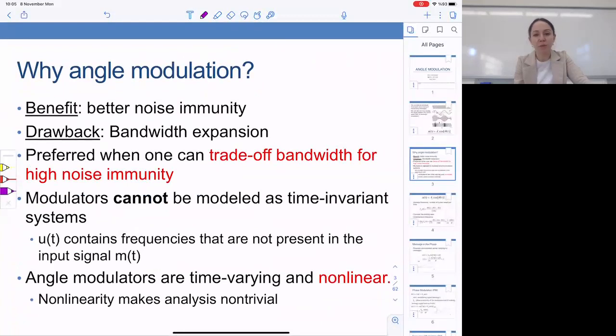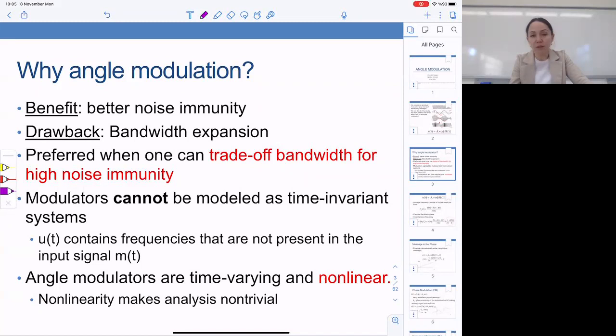Why do we use angle modulation? One important benefit is it has better noise immunity than amplitude modulation. Angle modulation has better noise immunity in general, and we will analyze this later on. The main drawback is it tends to use more bandwidth. So when you can trade off bandwidth for high noise immunity, angle modulation types are preferable.